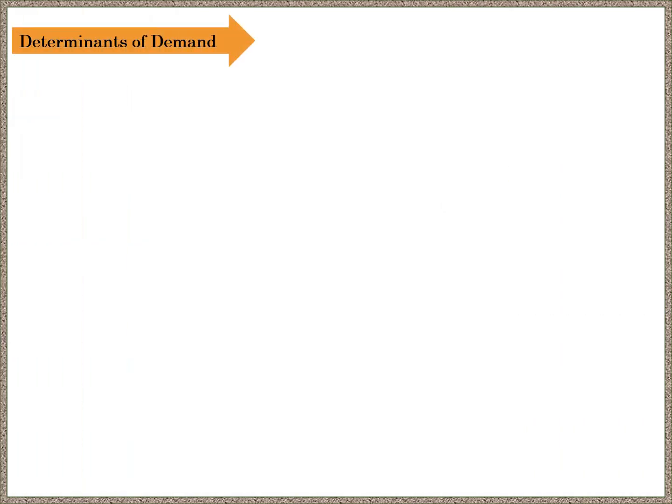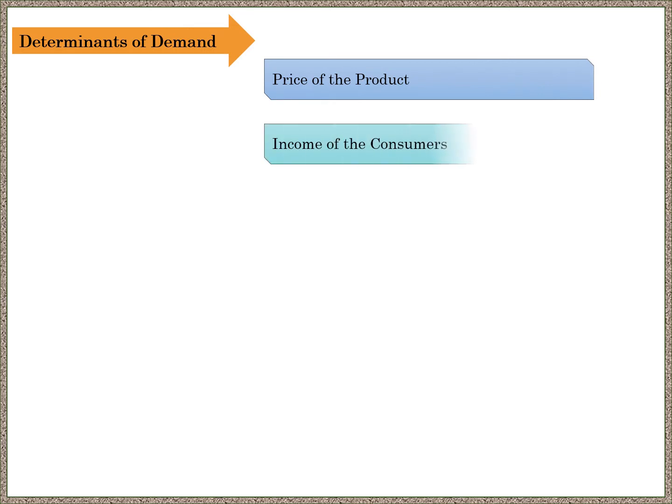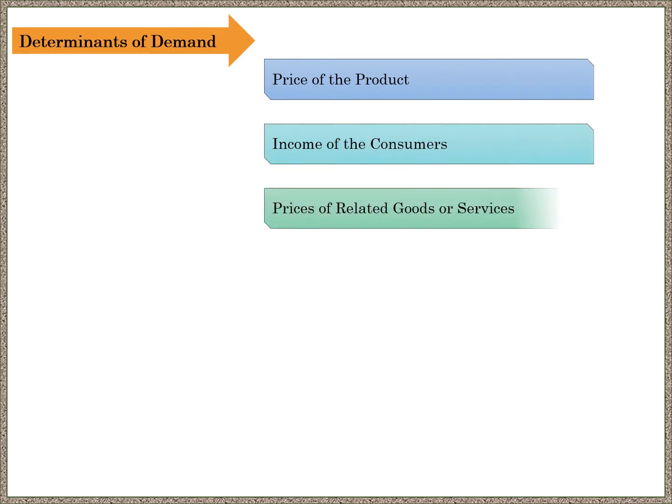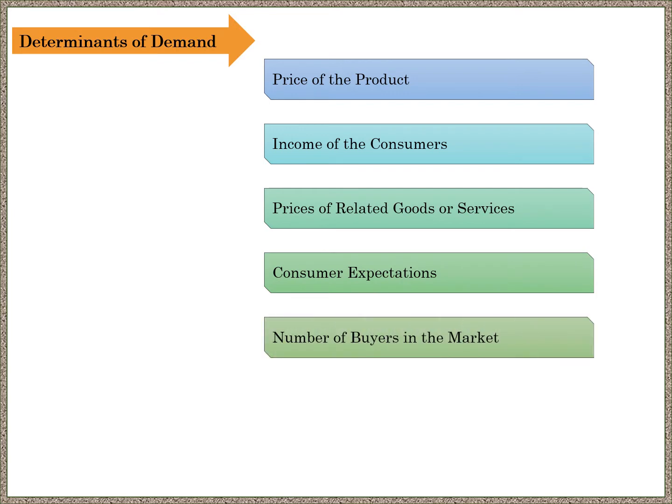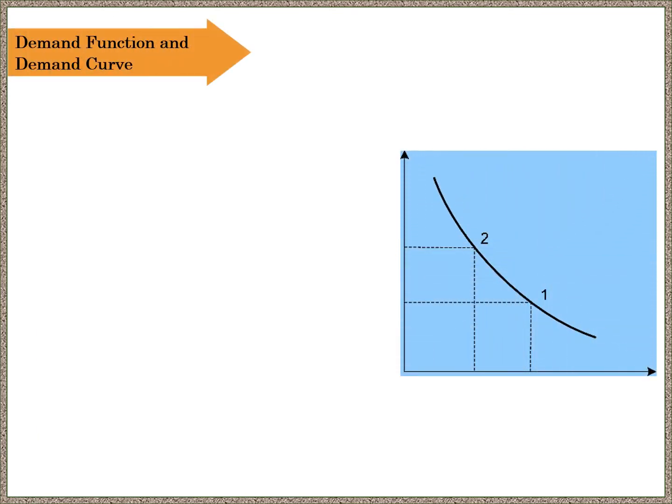So, what are determinants of demand? Some of the determinants of demand are price of the product, income of the consumers, prices of related goods or services, consumer expectations, number of buyers in the market. Demand forecasting is based on three important aspects, which are demand function, demand curve, and law of demand.